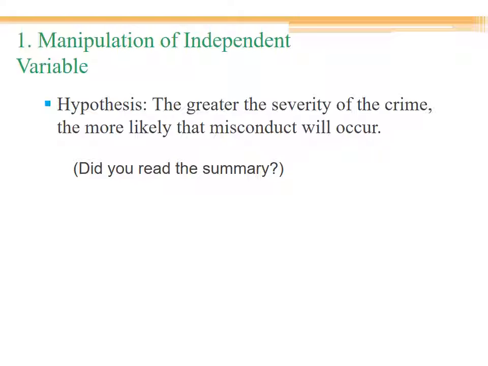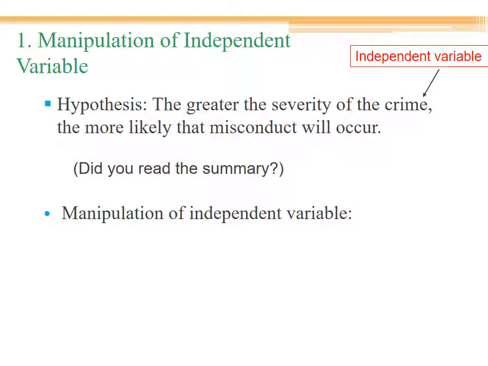The first step in an experiment is to manipulate the independent variable. So we have two variables, severity of crime and misconduct. Which one is the independent variable and which one is the dependent variable? Pause the presentation to find them. The independent variable is severity of crime. The dependent variable is misconduct. So researchers are assuming that variation in the severity of crime, murder or assault, will have an effect on whether or not the prosecutor engages in misconduct.